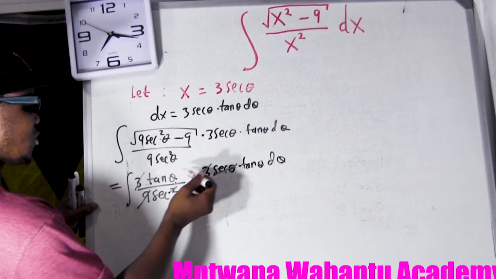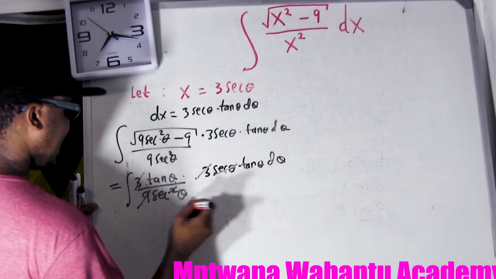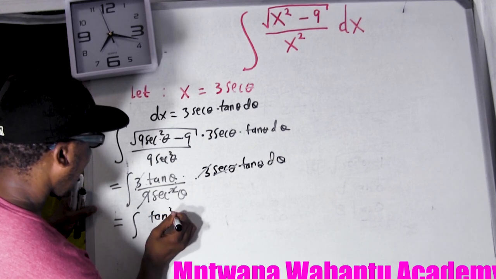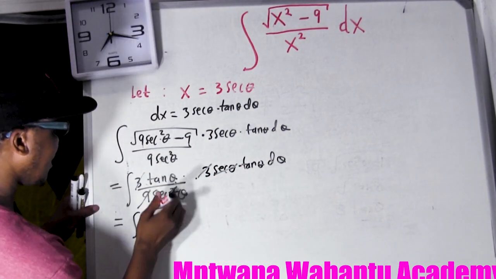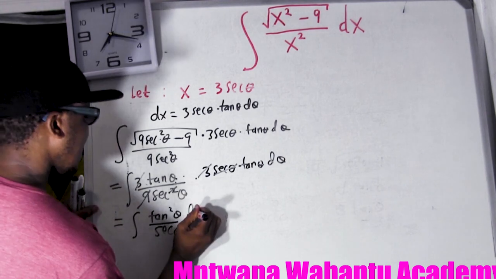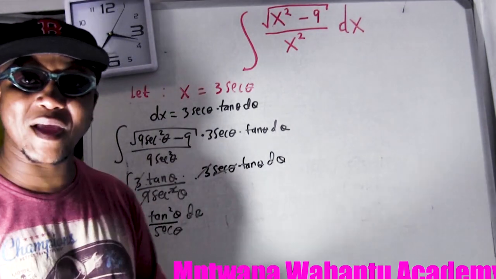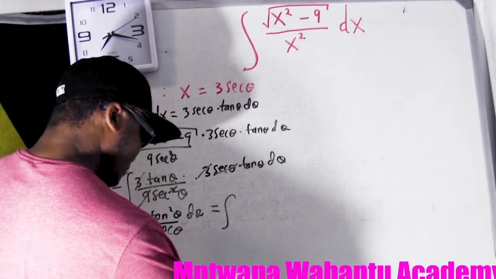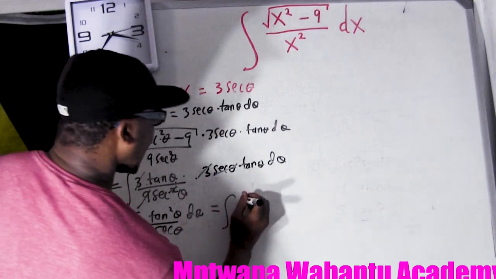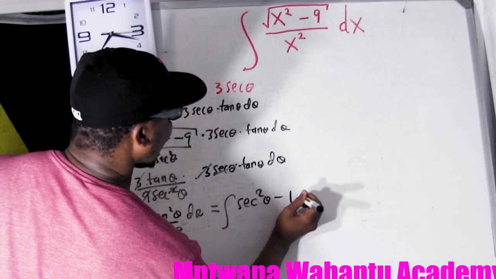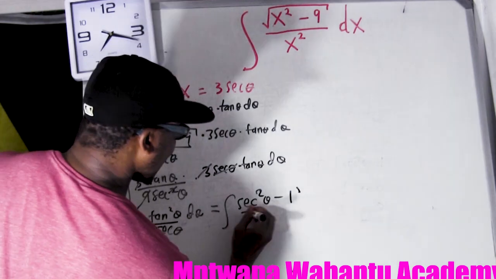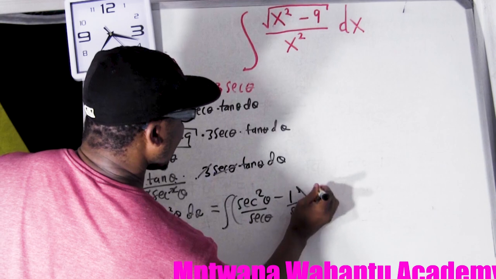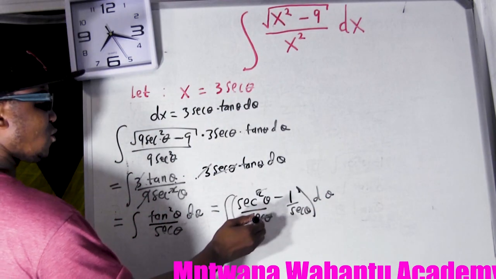So 1 sec and 1 sec, so we're going to have tan square over sec. Right here, I'm going to have an integral of tan square over sec, d theta. But what is tan square? Tan square equals sec square minus 1. So this is the integral of sec square angle minus 1 over sec angle, d theta. But one of these and one of these are going to cancel.